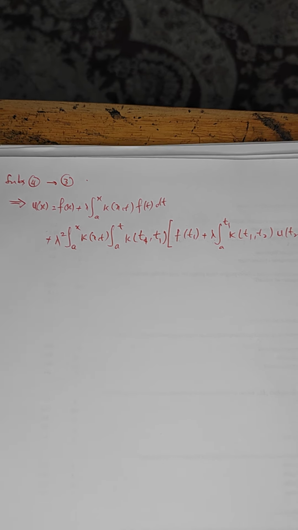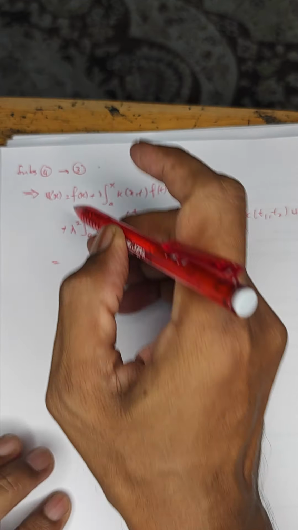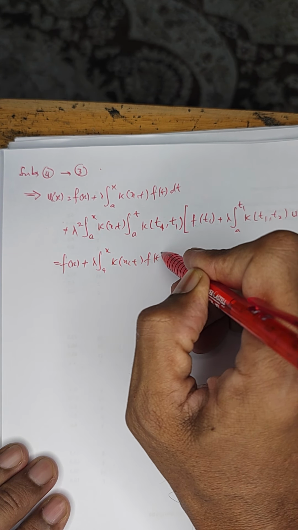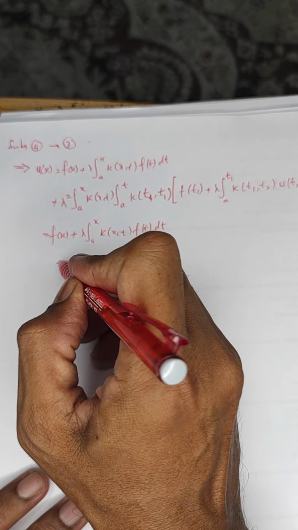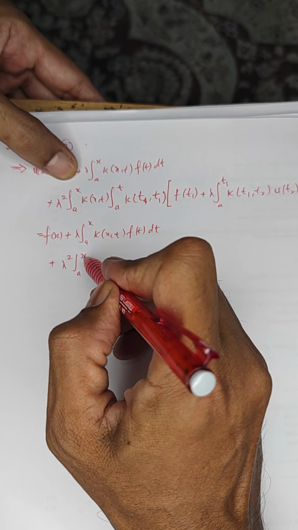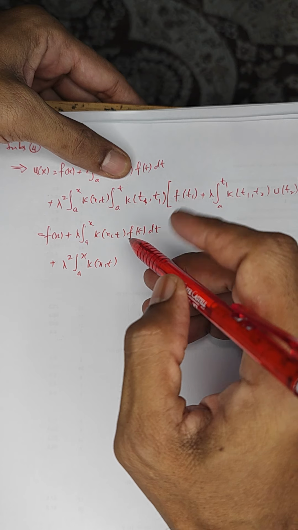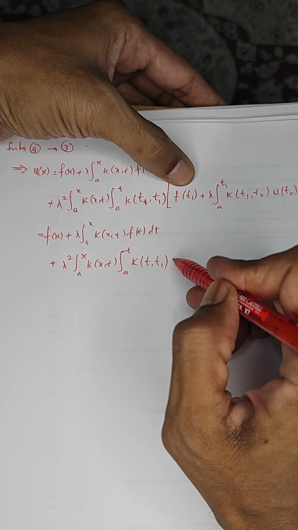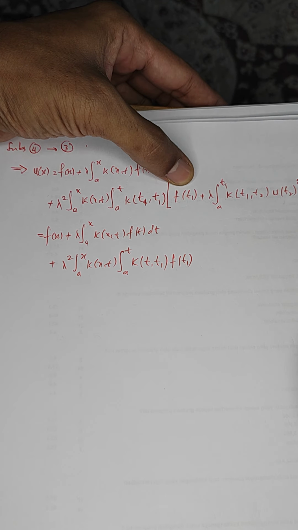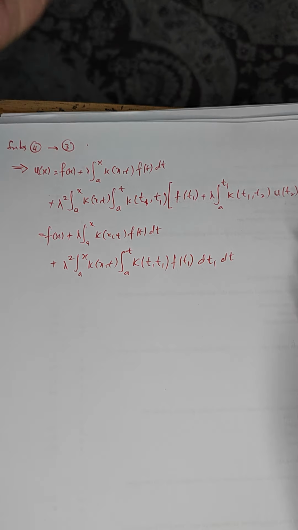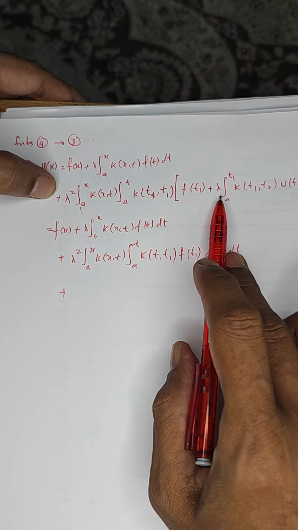Then we simplify this. This is f(x) plus lambda integral from a to x of k(x,t) f(t) dt, plus lambda squared integral from a to x of k(x,t) integral from a to t of k(t,t1) f(t1) dt1 dt, plus we have lambda cubed.